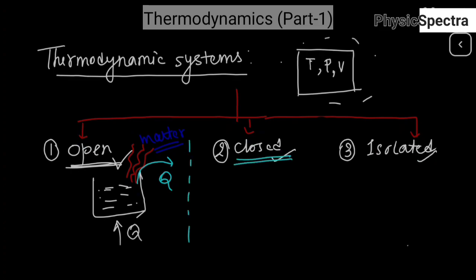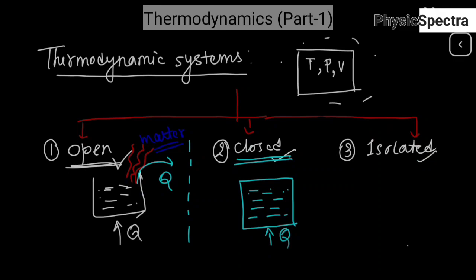Let us come to the closed system. So in this case, you consider a system which is closed from all sides. Now just like the previous case, you consider some liquid, or you can also consider some gases inside this system. Now if you supply some heat to this system, then this system gets some internal energy.